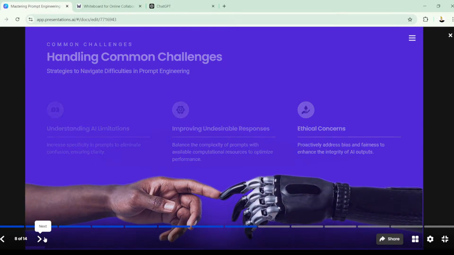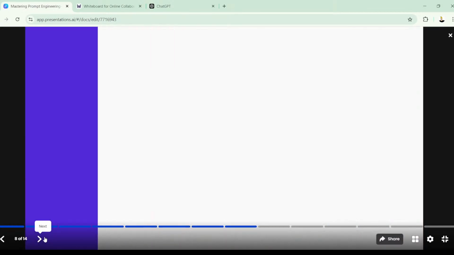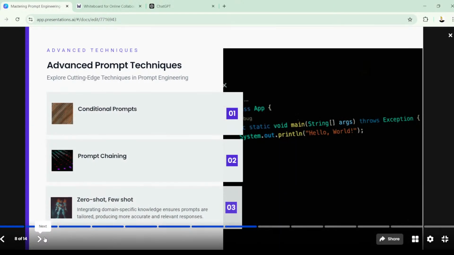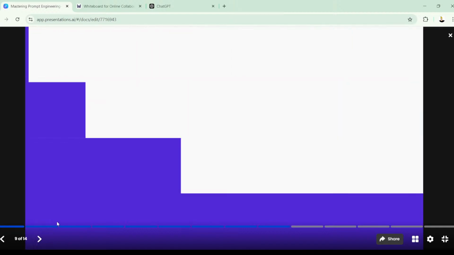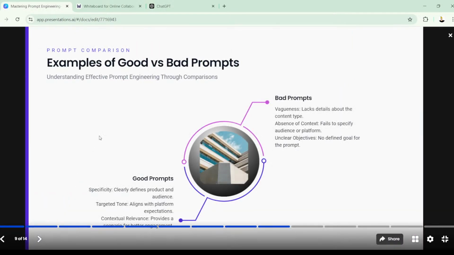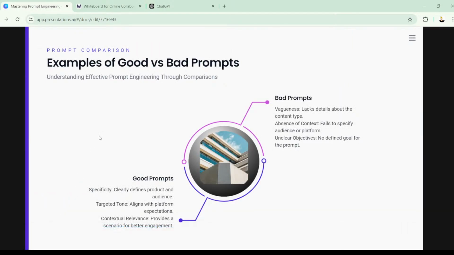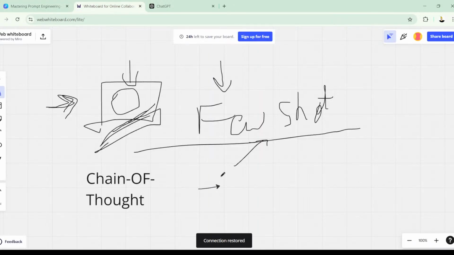We have discussed handling common challenges. We have also discussed advanced prompt techniques: zero shot, few shot, chain of thought prompting or prompt chaining, right? Now let us discuss what is the example of good versus bad prompt, right? Let us discuss.